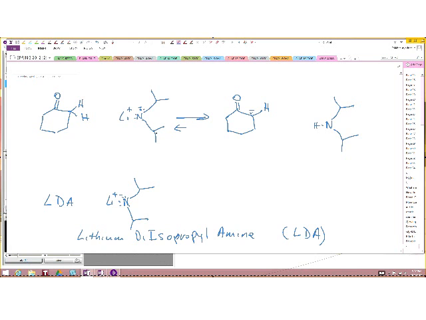Yes. When you said in an acid-base reaction, the direction goes from what to what? It goes from stronger acid to weaker acid.